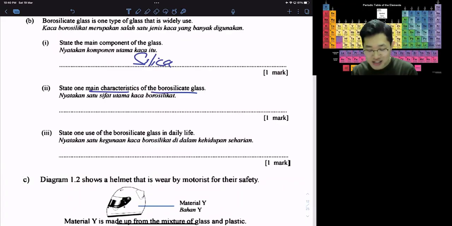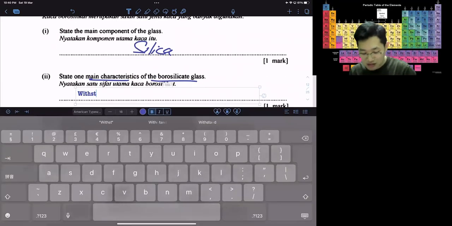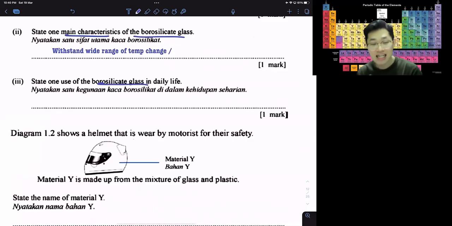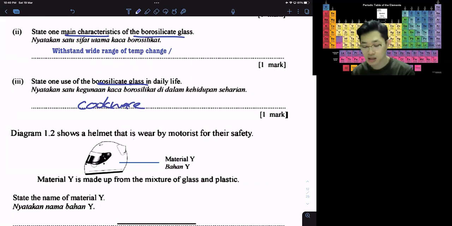Okay, yes, very good. Withstand wide range of temperature change. Very good, everyone. Or the expansion coefficient, okay. One use of borosilicate glass in our daily life. Yes, cookware. What else? Yes, the lab glassware.